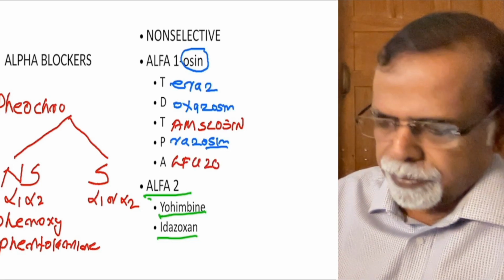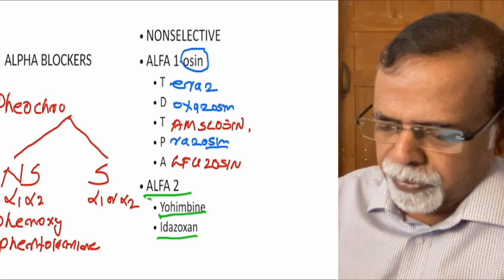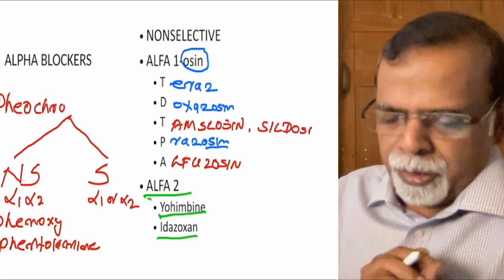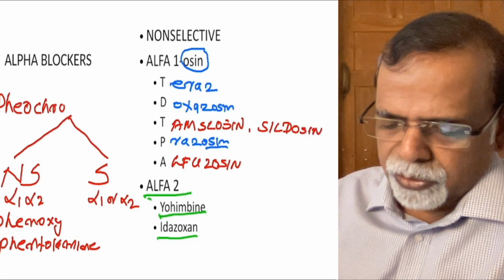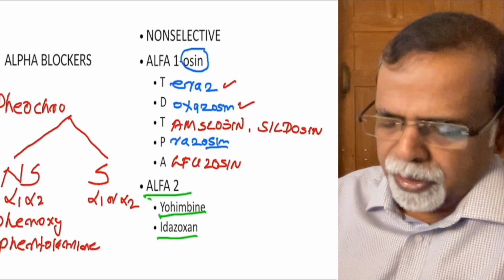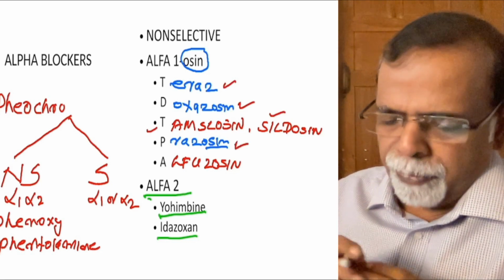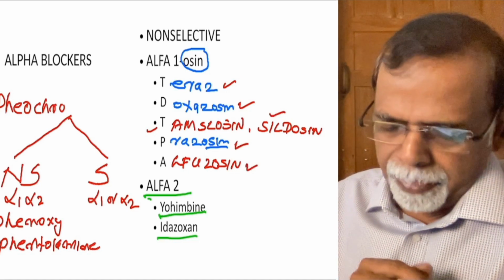Alfuzosin. Newer drugs are there. Silodosin. So just remember terazosin, doxazosin, tamsulosin, silodosin, prazosin, alfuzosin. Again, these drugs have a little more specificity.